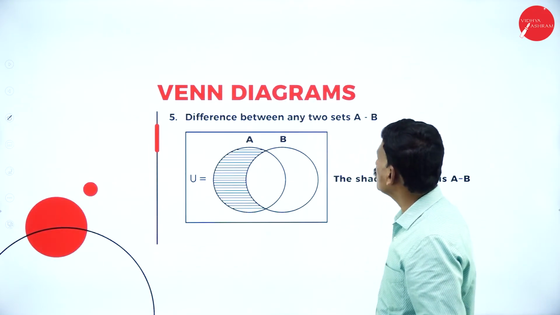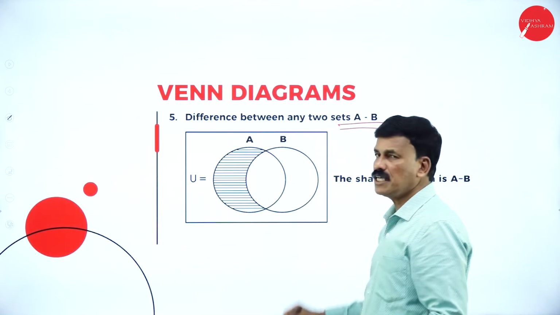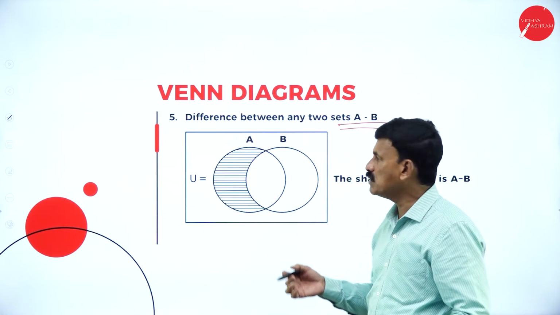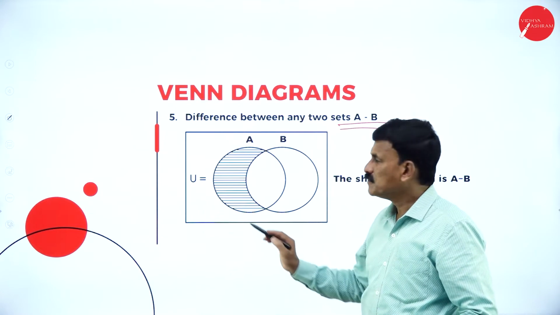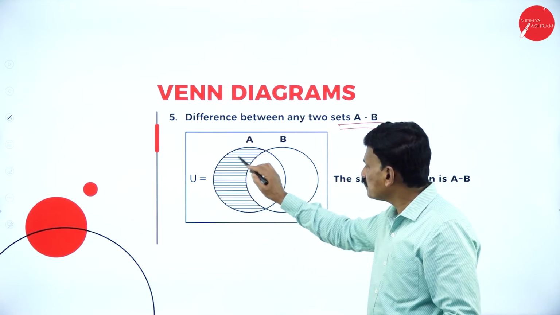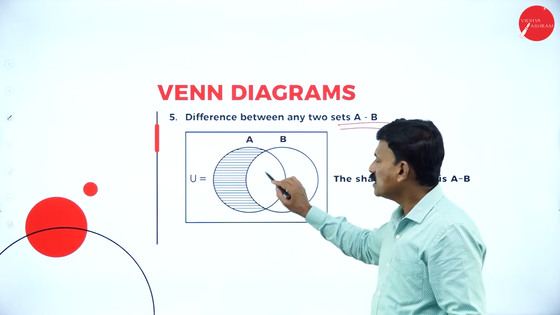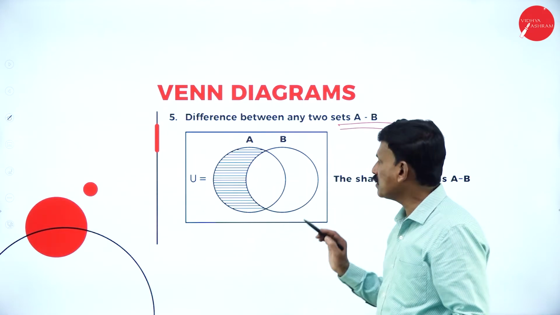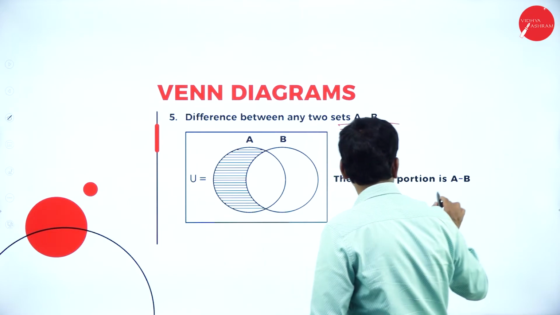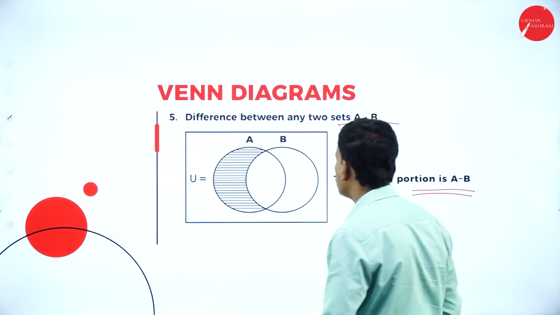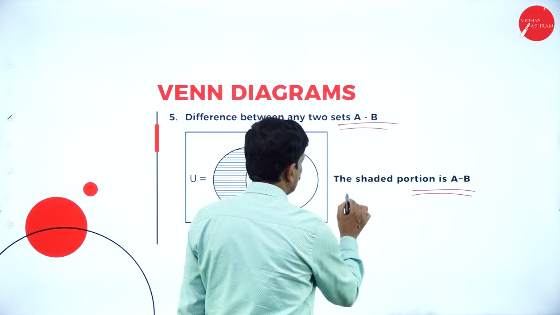Now next, the difference between the two sets, A minus B. As you know, the difference between A and B is the set of all elements which are in A but not in B. All the elements which are in A but not in B are denoted by this shaded region. The shaded portion will give us the difference between the two sets A and B, that is A minus B. Now let us take one more example.